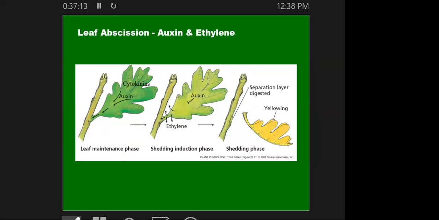Here, they're trying to depict how in the summertime you have plenty of hormones in the leaf, pretty much telling the plant, I'm healthy, I'm active, don't get rid of me. And so you tend to see leaves that have good amounts of cytokinin and auxins. That's all saying, I'm good, I'm growing, I'm doing my thing.